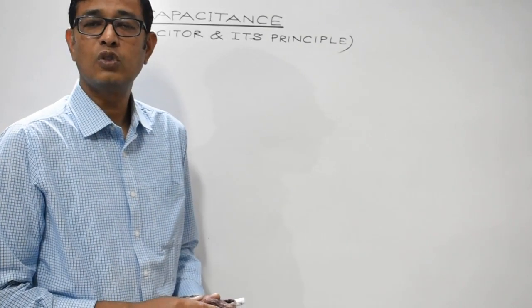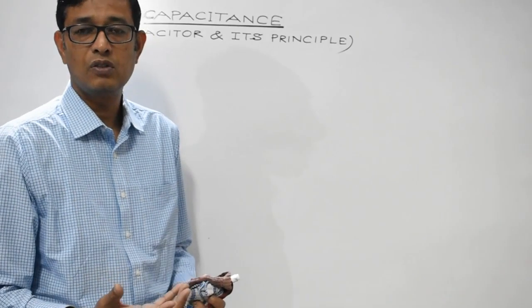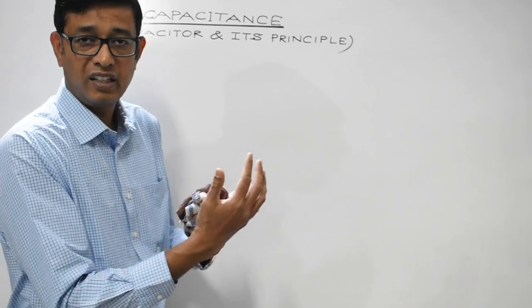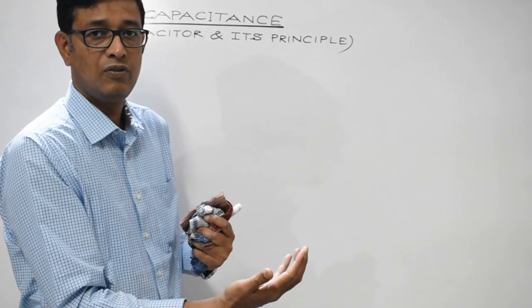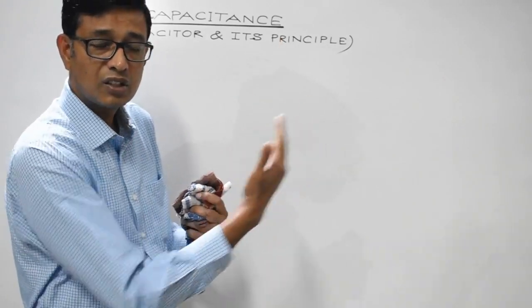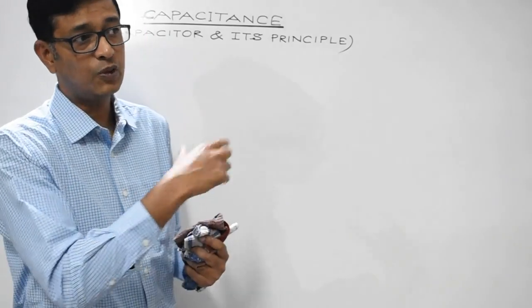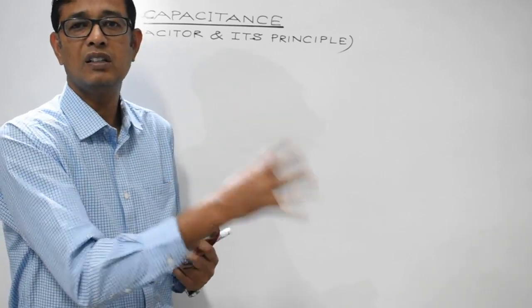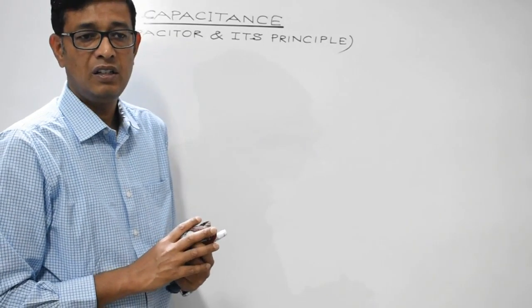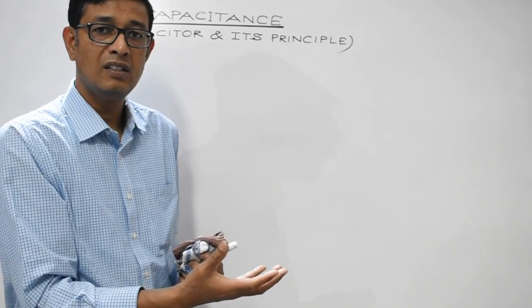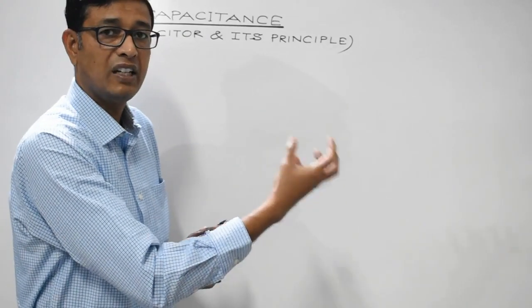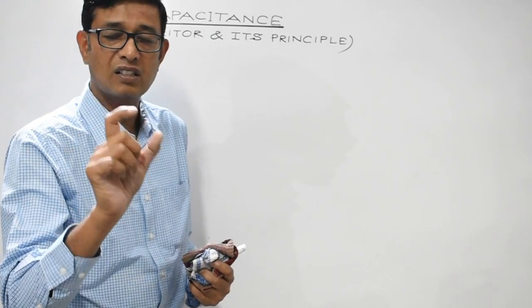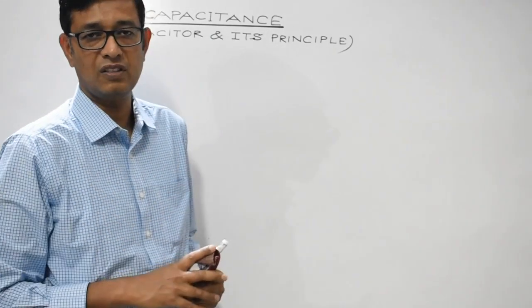So in order to increase this charge storing ability, conductors are arranged suitably parallel to each other with a small space between them, and that space between the two conductors may be filled with dielectric or some other insulating medium. In such a scenario, it is found that the charge storing ability of that arrangement increases enormously. So that suitable arrangement of conductors is known as a capacitor.